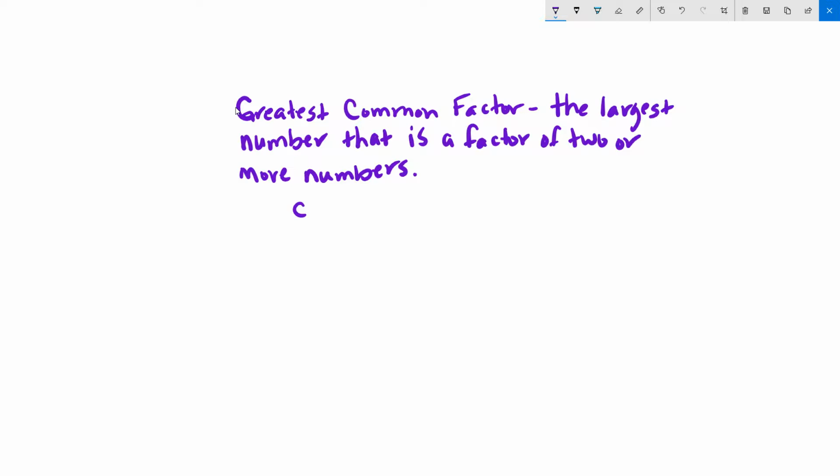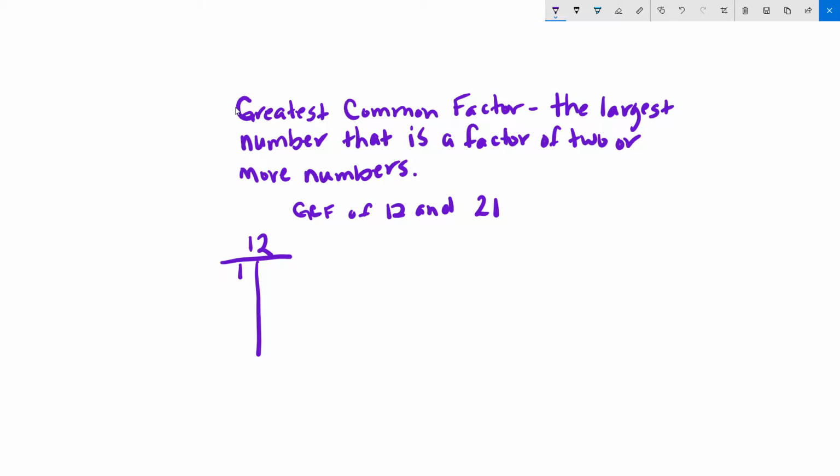I'm going to make a T-chart that shows all of the factors of 12. I know that 1 times 12 is what I'm going to start with, and then I want to look at the number 2. Does 2 go into 12? Yes, 2 times 6 is 12. So 2 and 6 are factors of 12.